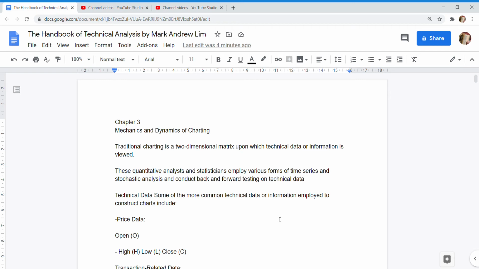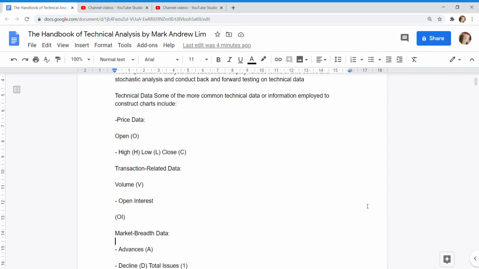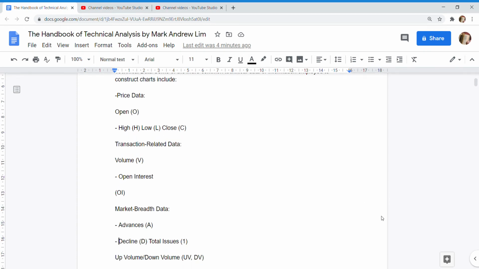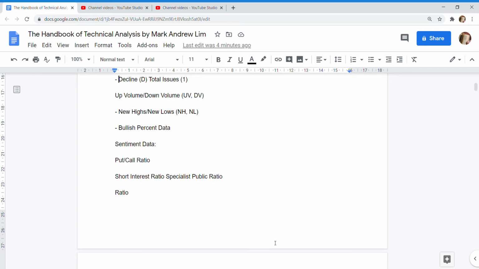Some of the more common technical data or information employed to construct charts include price data: open (O), high (H), low (L), close (C). Transaction-related data: volume (V), open interest (I). Market breadth data: advances (A), declines (D), total issues (I), up volume, down volume (UV, DV), new highs, new lows (NH, NL).